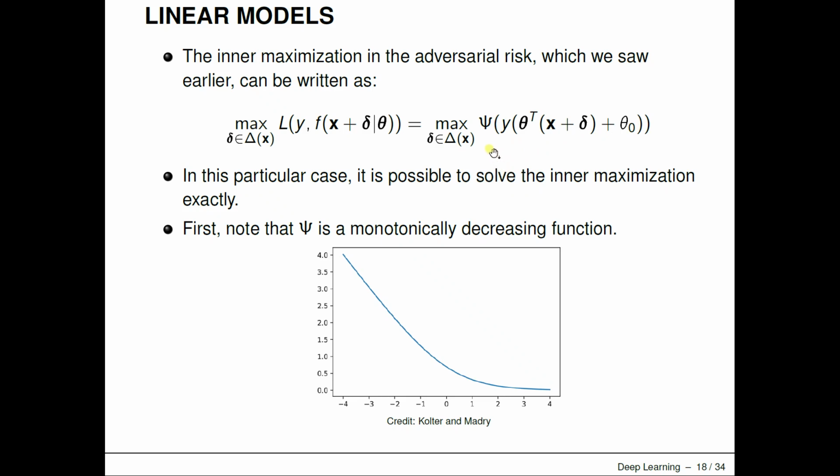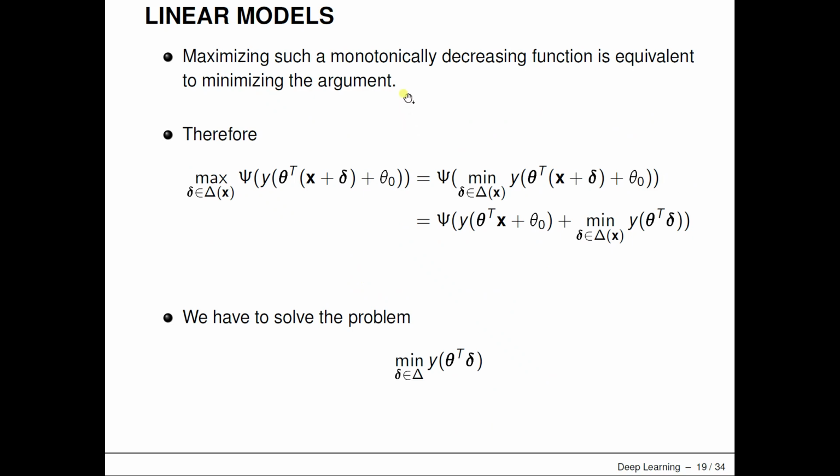First, let's notice that the loss function, the big psi, is monotonically decreasing. So basically it looks like this on the plot. For a monotonically decreasing function, maximization of the value means minimization of the argument. Therefore, we can rewrite the maximization problem as minimization under the function. And then we see that only part of our argument depends on delta, and thus we are moving out everything that doesn't depend on delta, and we are left with minimizing only this part.